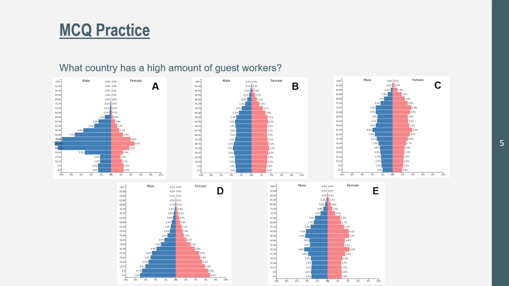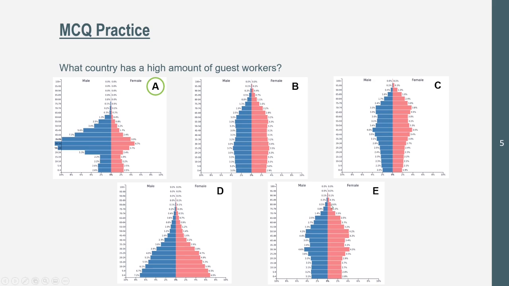So determine which country it is based off the 5 answer choices and their population pyramids. The correct answer is A. You can see there's a higher amount of men than women in this country. A huge higher amount of men. And we learned earlier that guest workers are particularly going to be men. So that kind of explains where the guest workers are.